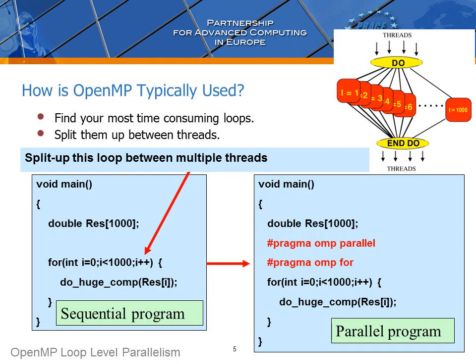The basic approach when working with loops is first finding the most time-consuming loops in the sequential program and then adding the OMP loop directive. In the illustrated example on the left, we have a for loop of 1000 iterations that does a huge computation. The OpenMP version is illustrated on the right. We first create a parallel region to divide the work into team threads, then parallelize the computation by adding pragma omp for. Inside the parallel region, the iterations will be distributed among threads.